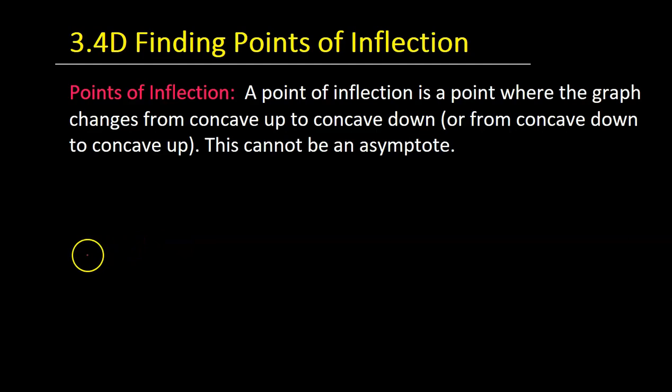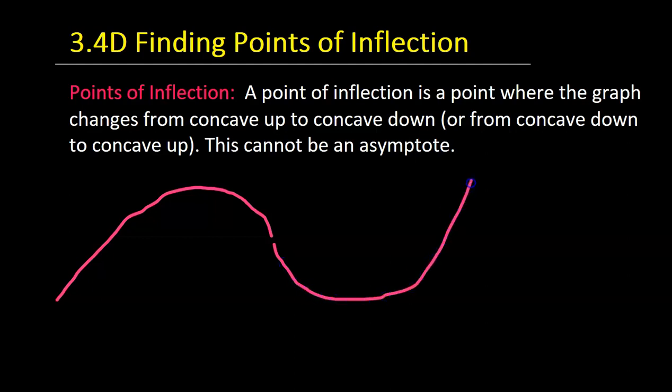But for example, here is a function that is concave down, and then imagine right around here it switches to concave up. So this point right here would be the point of inflection.